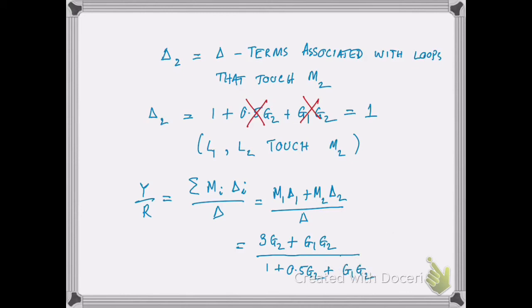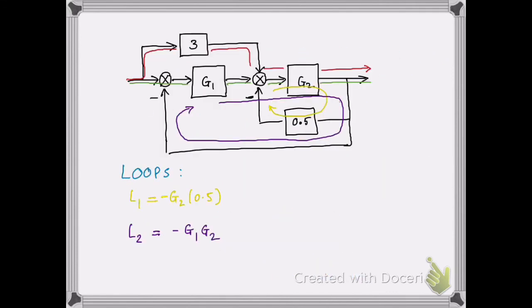Now, we can go back and look at what we mean by loops touching a forward path. If you look at M1, this is your forward path M1, and you look at loop 2 right here, that shares these edges with M1, therefore L2 touches M1. And look at L1 right here, this one once again shares edges with M1. So L1 and L2 touch M1. That's the end of our lecture here.